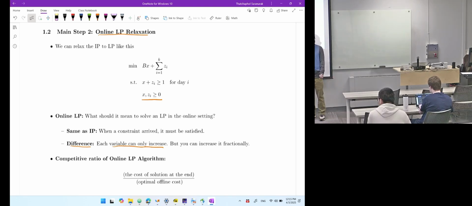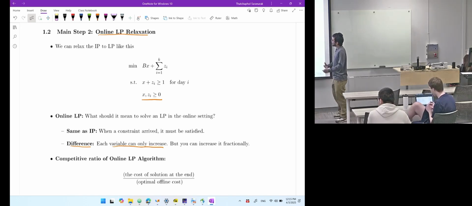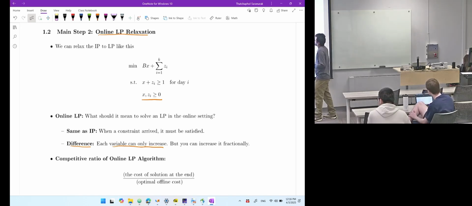Any questions up to now? Right. So now our goal is to design an online algorithm to solve this online LP such that it's as good as the offline fractional cost.